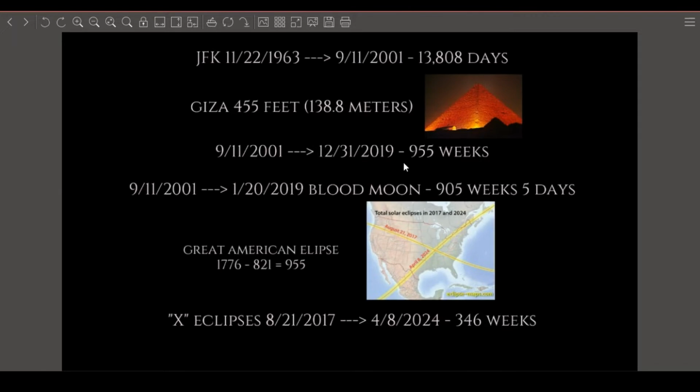And I'm going to be talking about this date again. I've covered this before, but 12/31/2019, which is 955 weeks after 9/11, and the coming blood moon is 905 weeks and 5 days, like another 955, 905 weeks and 5 days after 9/11. I'm going to show you the Giza pyramid rituals associated with the Kennedy assassination and the eclipse as well. And also I've shown this before, but I'll show this number again. There's 346 weeks between the eclipses that form an X over Carbondale, Illinois. And of course Illinois is the land of Lincoln.